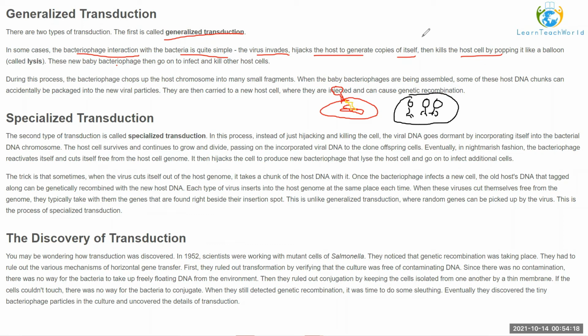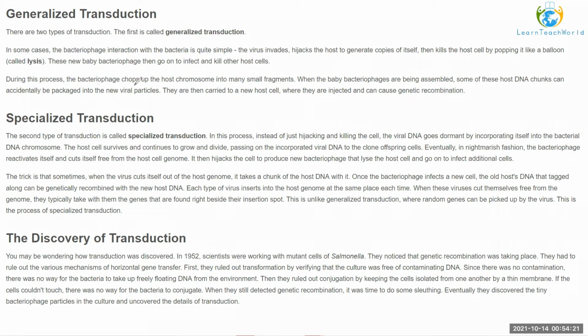In this process, the bacteriophage chops up the host chromosome and makes smaller fragments of it. Then when these baby bacteriophages get assembled, some of these host DNA chunks accidentally get packed into the new viral particles. So you can see there is mixing of two DNAs, and in the new host cell where they are injected, there will be recombination of DNA. So that was our generalized transduction. Then we have specialized transduction.